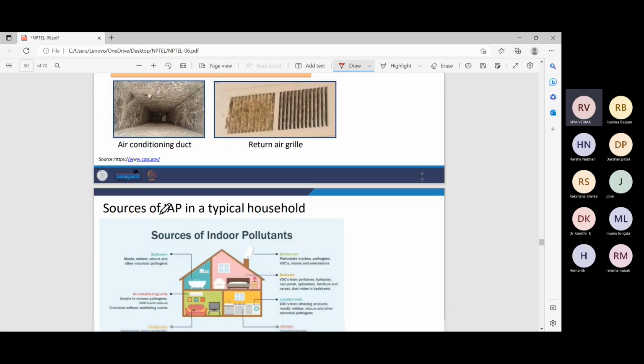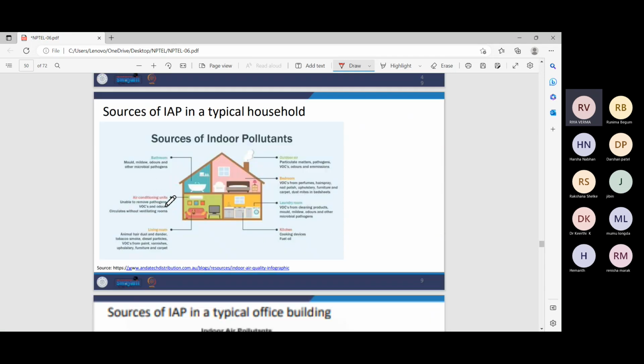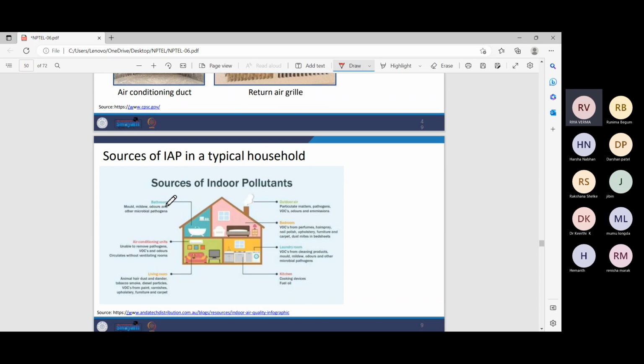Now we'll look at the different sources of indoor air pollutants in your households, and then we'll also take a typical office building. So in your houses, we have your bathrooms, air conditioning units, living rooms, outdoor air, bedroom, laundry room, and kitchen. We'll take each space one by one. In your bathroom, since a lot of moisture is there, we'll have molds, mildew, odors, and also microbial pathogens.